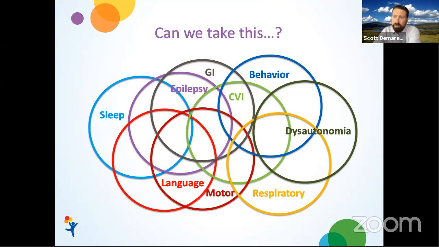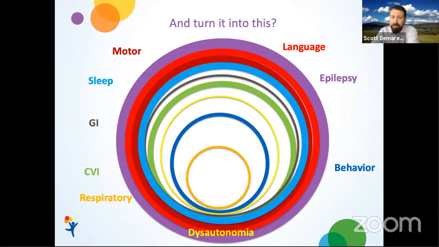So the question then becomes, can we take this and turn it into this? Can we organize that chaotic group of information, all the different things that are happening with a patient, into something that we can make sense of and track over time?